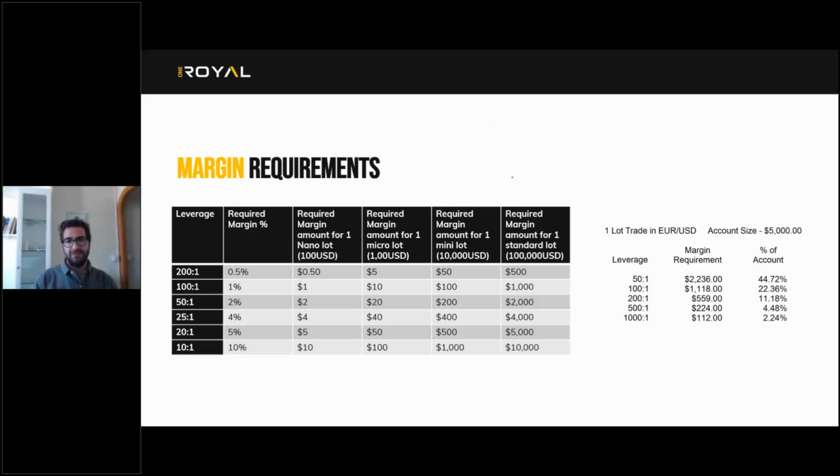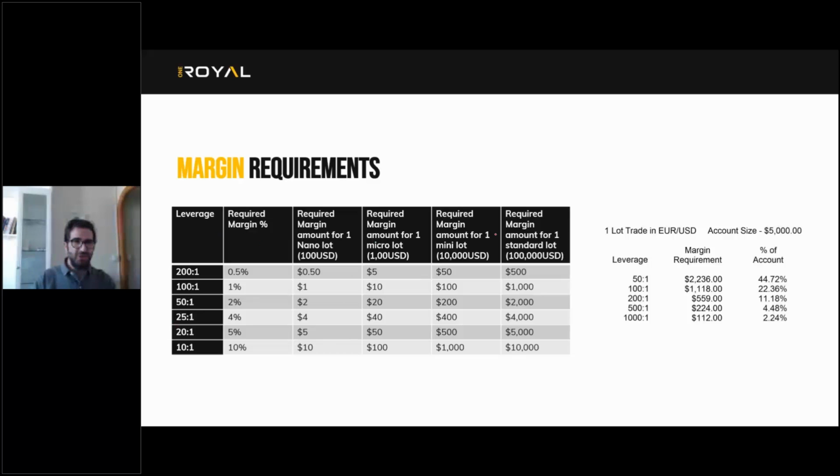So we have two common keywords, margin and leverage. Margin is like a deposit or guarantee taken by your broker, and they use this margin and amplify it to be able to trade big. This is the leverage. They use the margin, they amplify it, this is the leverage, and then you will be able to trade big. So this is the difference between margin and leverage.